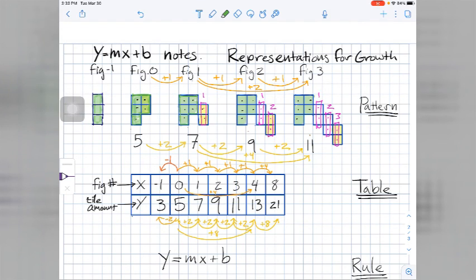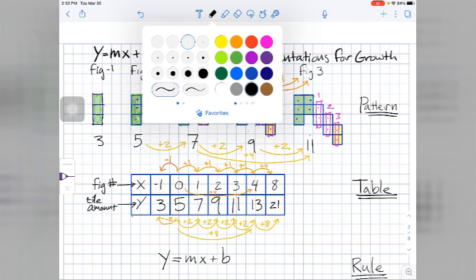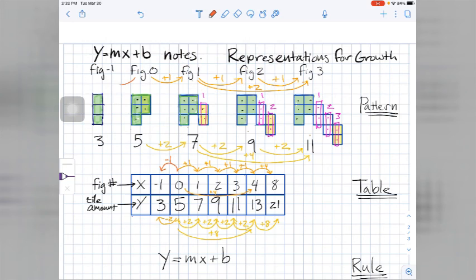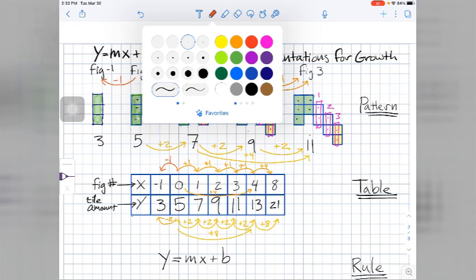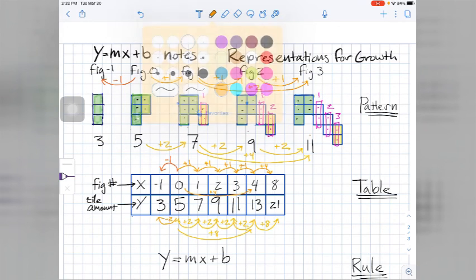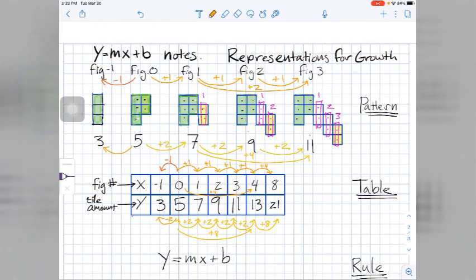So I can see this same representation of growth in multiple ways. And this is how we can connect what we see in a growth pattern to what we might see in a table. And this way is going to be -2. Okay, so that is sort of how we might connect the table to the pattern.